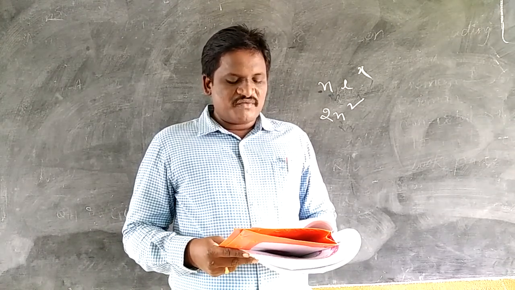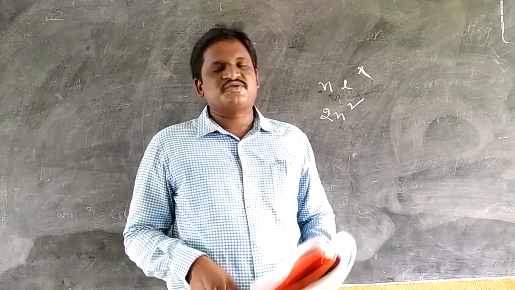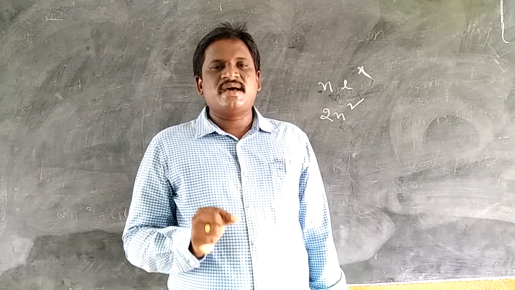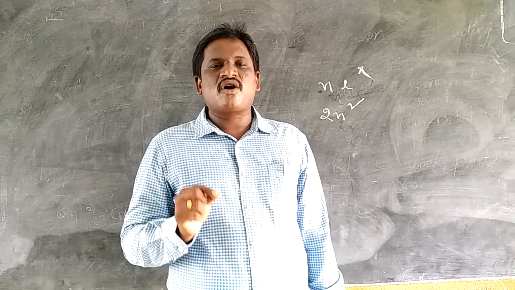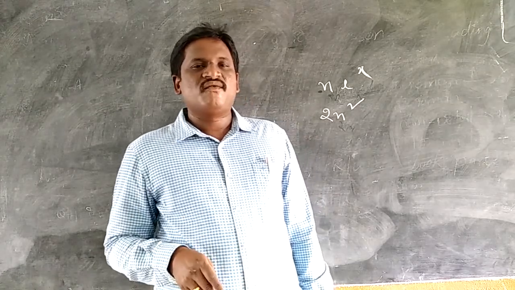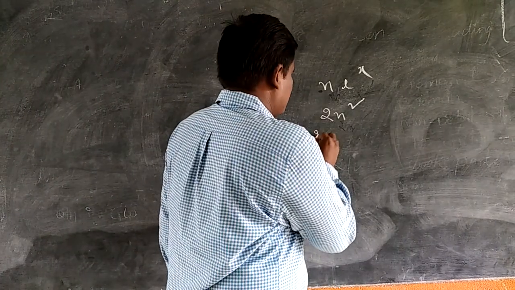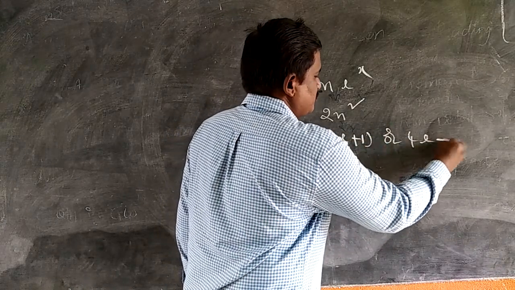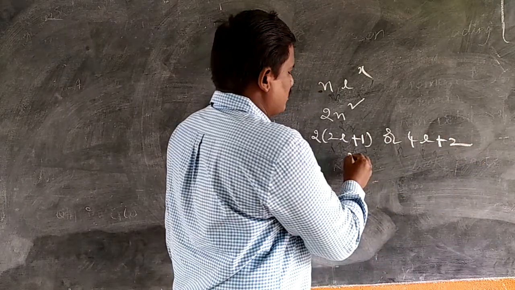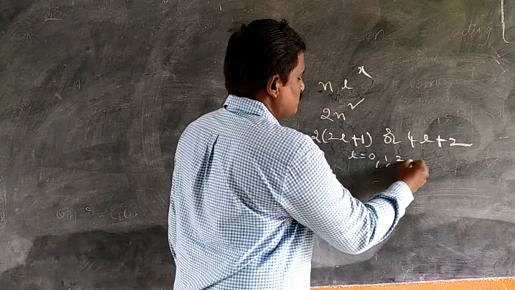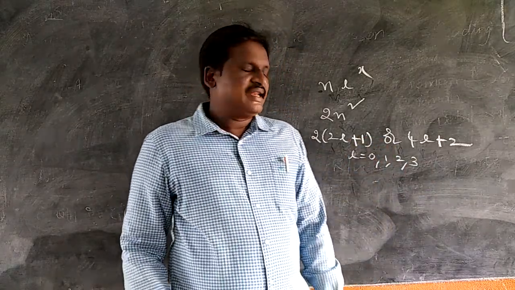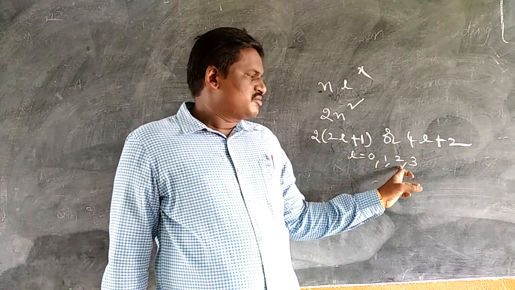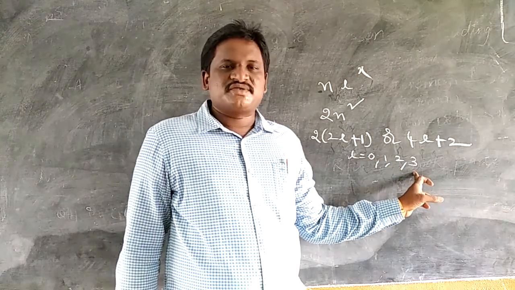Next, second one, B. What is the maximum number of electrons that can be accommodated in a subshell? For a shell the formula is 2n squared. The maximum number of electrons that can be accommodated in any subshell: formula 4l plus 2, that is 2 into (2l plus 1), or 4l plus 2, where l equals 0, 1, 2, 3 and so on. L equal to 0 is the s subshell, l equal to 1 is the p subshell, l equal to 2 is the d subshell, l equal to 3 is the f subshell.